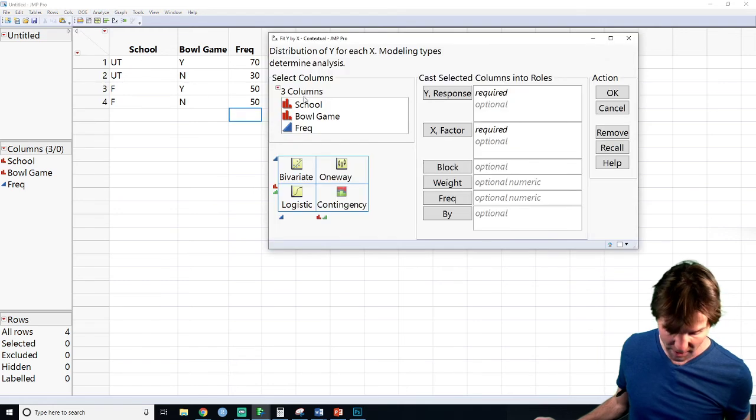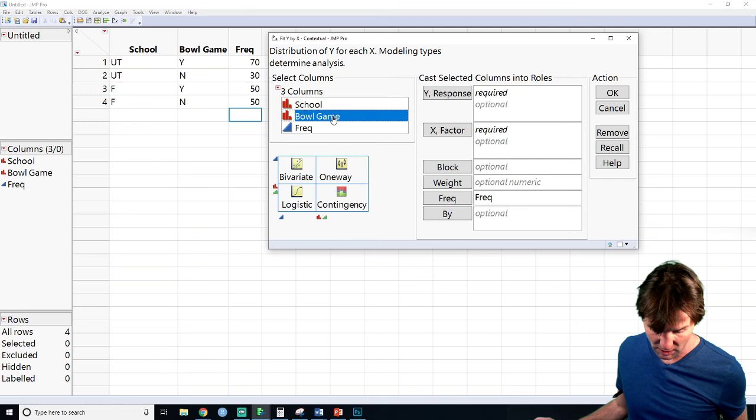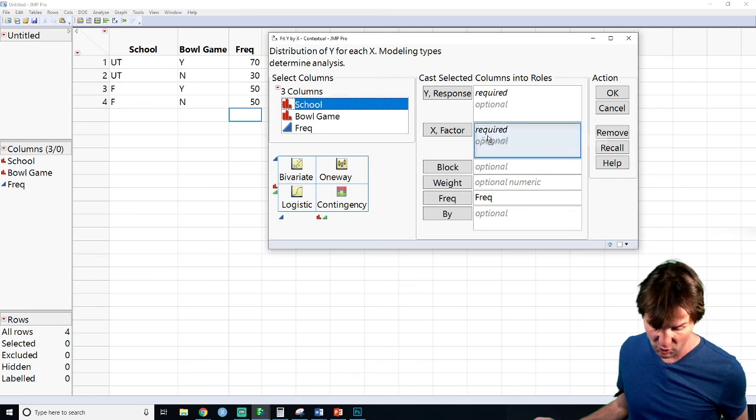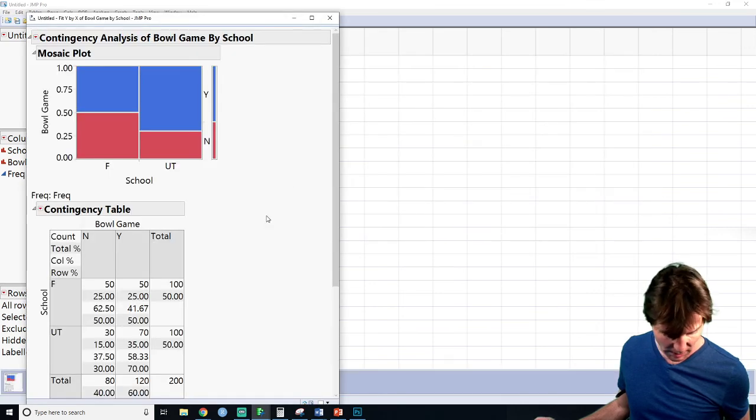Let's do the fit y by x. This is recorded, so you can slow it down later if you like. Let's put this into the frequency. That's just the count. We want to see if somebody's school, remember when we said school is the x, explains the bowl game, and let's go here to calculate.